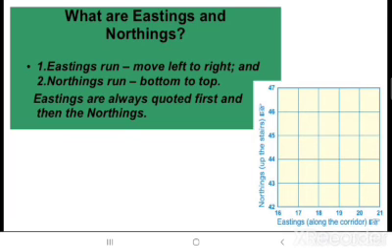Eastings are numbered from west to east, whereas northings are numbered from south to north. For more clarity, eastings run from left to right and northings run from bottom to the top. And when you mark, you always mark the eastings first. That means the one which is numbered from left to right, you will always mark those numbers first, and then you are going to number the northings.